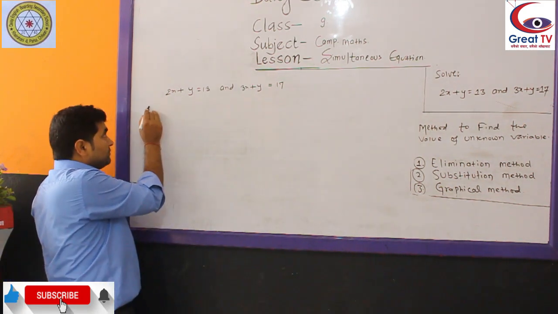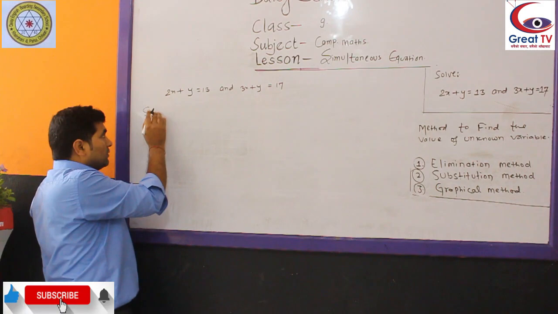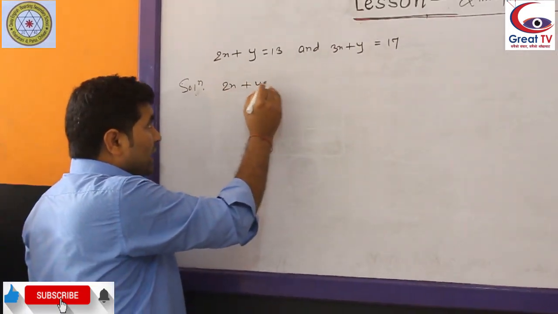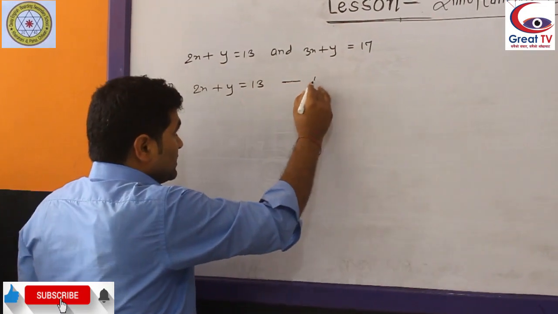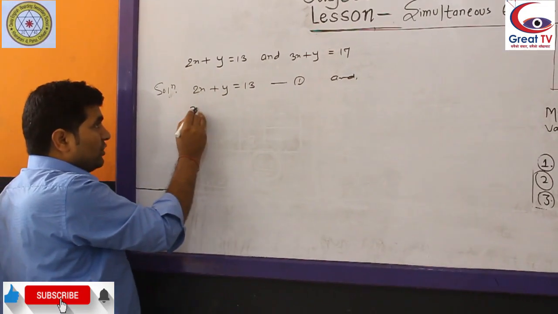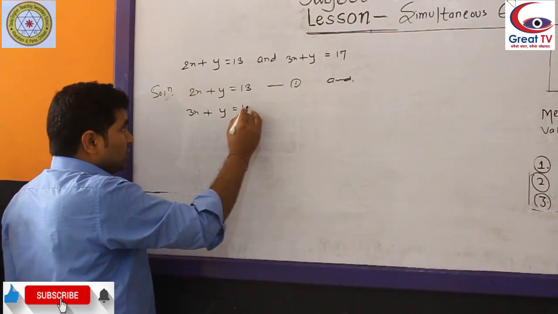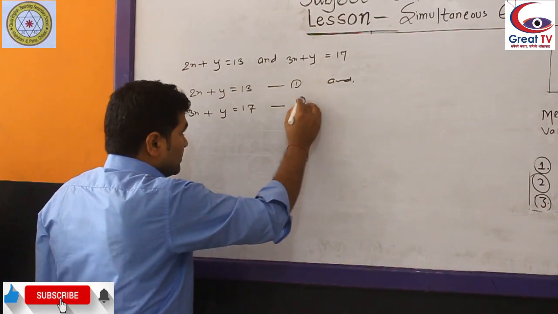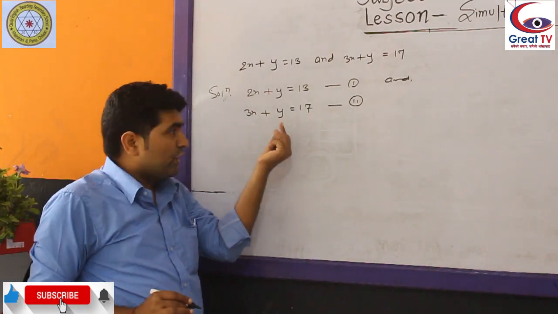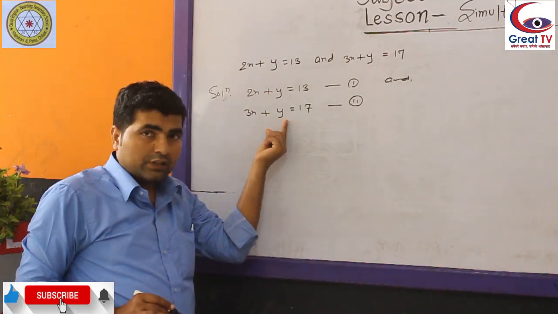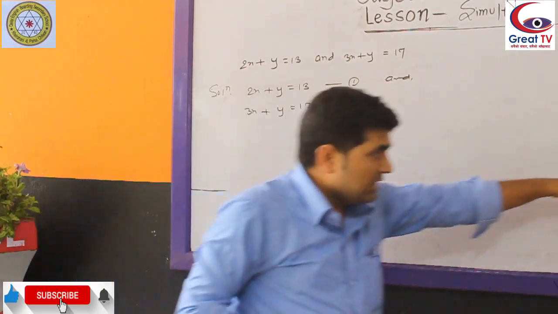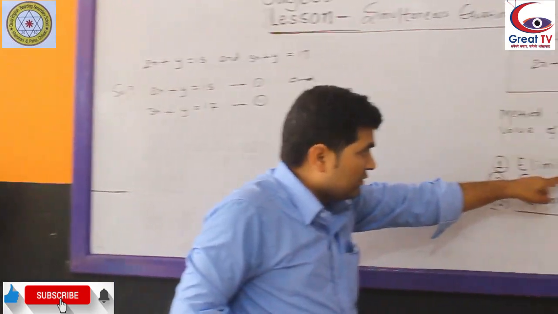Now, your two equations: 2x plus y equal to 13, let this be the first equation, and the second equation 3x plus y equal to 17, let this be the second equation. How do we find the values of x and y? How do we find the values of the unknown variables? Your unknown variables are x and y. I am going to do this numerical by the elimination method.